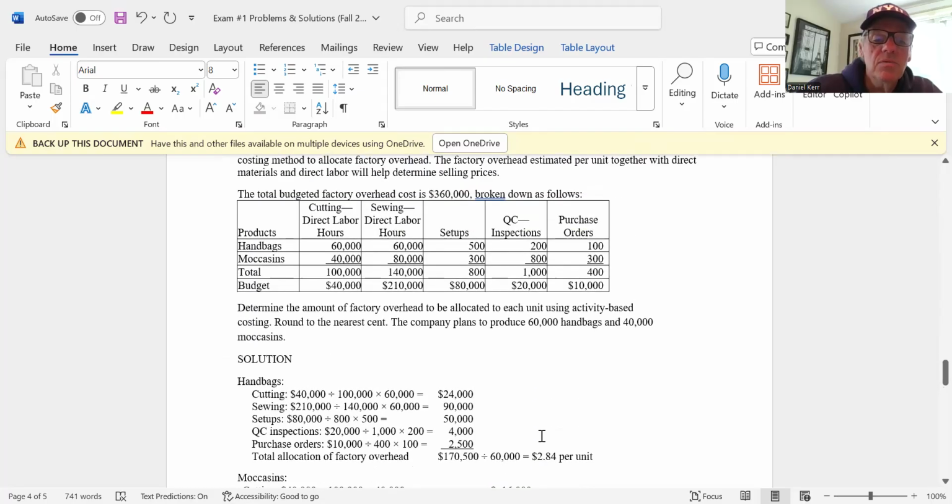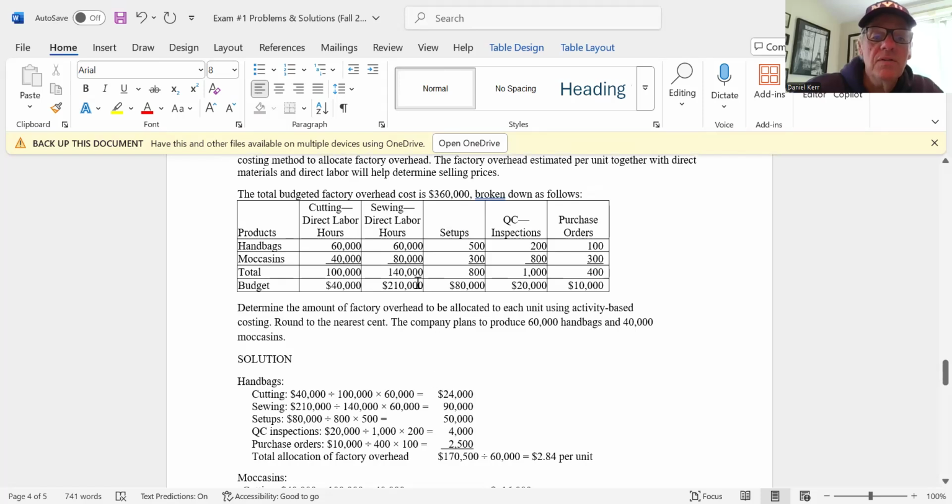So how do we get those? Well, for the handbags, as far as the cutting department is concerned, you have $40,000 worth of costs, and that's allocated on the basis of direct labor hours. So 40,000 divided by 100,000 would give you your rate. And handbags are estimated to require 60,000 direct labor hours. So 60,000 times 40 divided by 100,000 gives you 24,000.